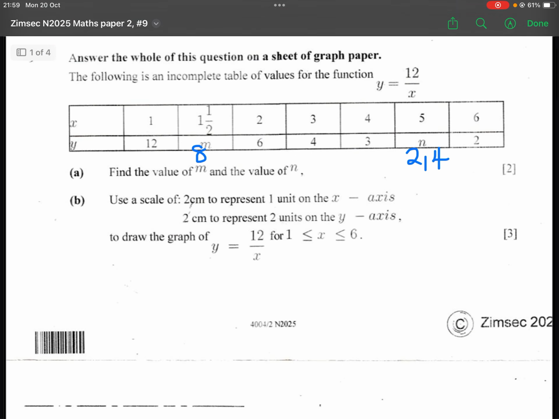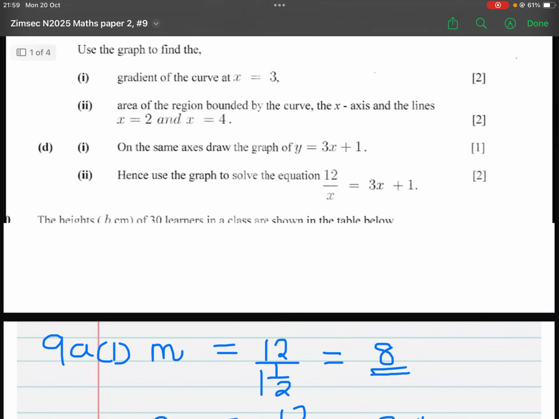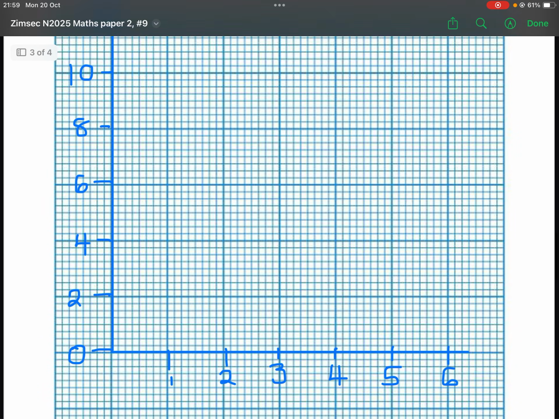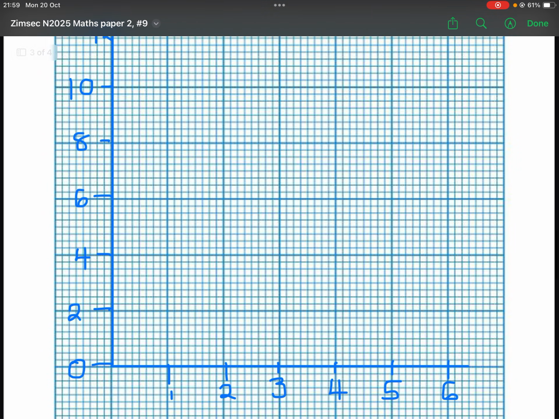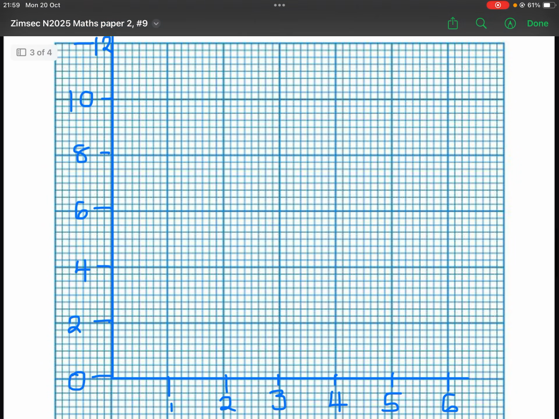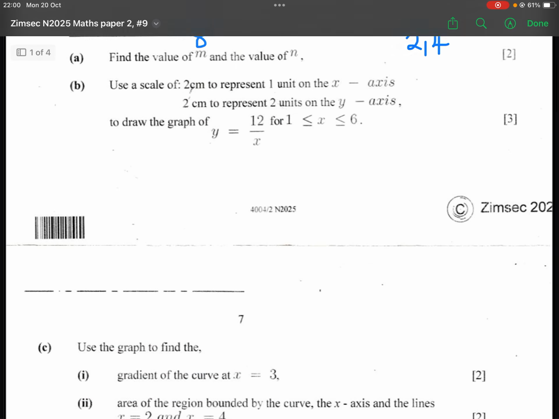So we need to plot the coordinates. The first coordinate that we are going to plot, it is 1 and 12. 1 in the x-axis in line with 12 in the y-axis. So we need to plot that point. 1 in the x-axis is in line with 12 in the y-axis. So this is the point. We are going to plot this point, right?